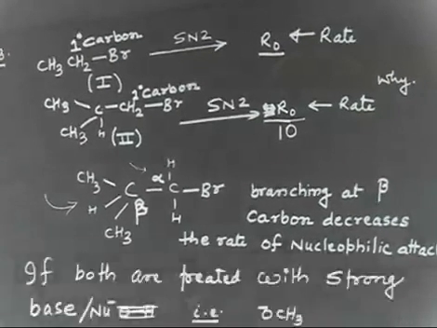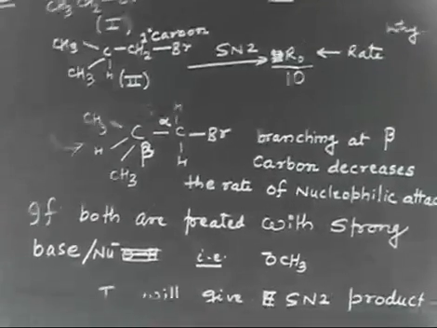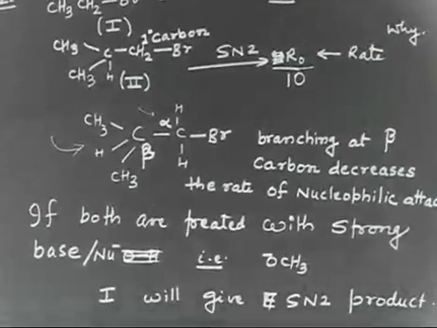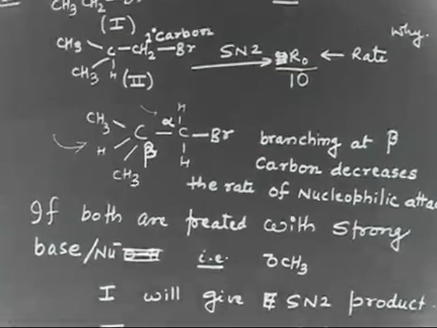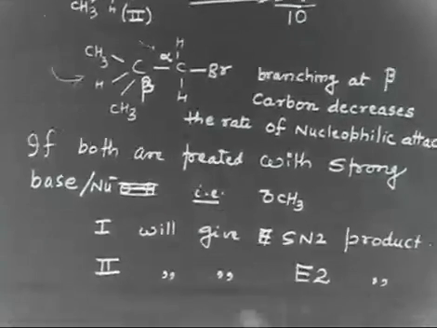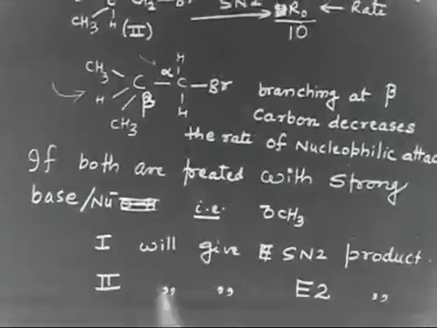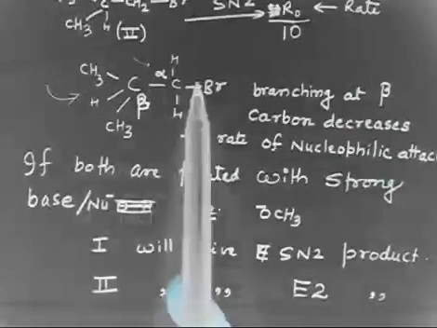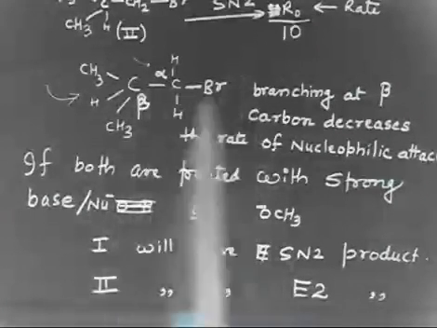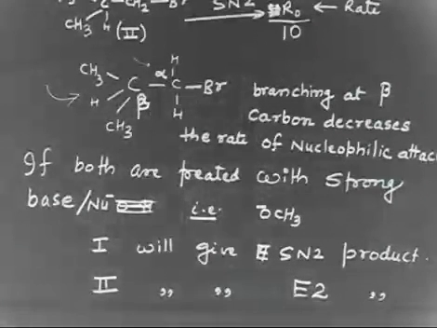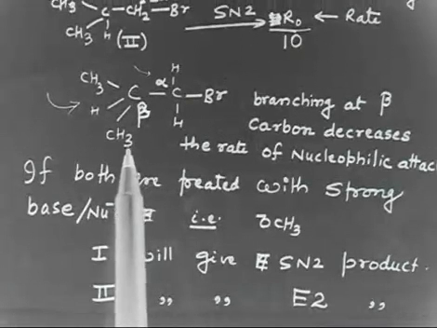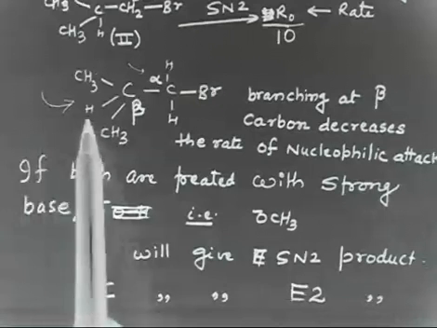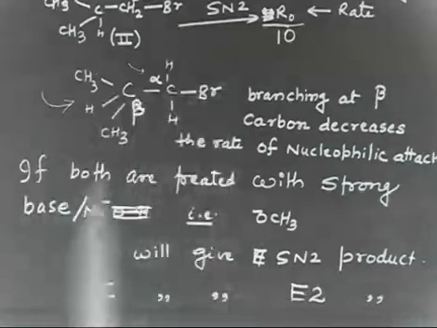So in this case, if both are treated with a strong base, the first compound will give the SN2 product because there is no alpha or beta branching. The second will give the E2 product. Are you getting or not? In this case, it can take hydrogen, this goes here, and Br can go. So I can have a double bond here. In this case substitution will not take place because of the branching.